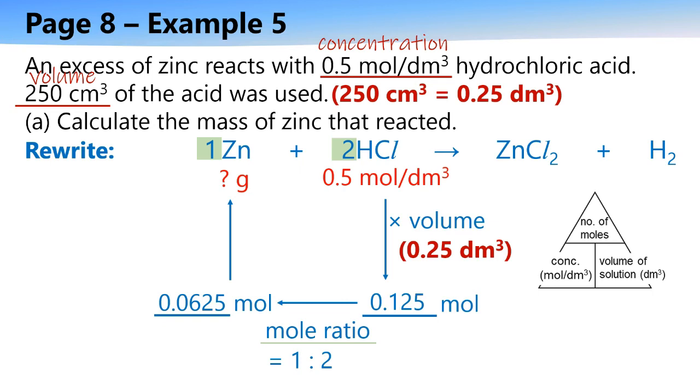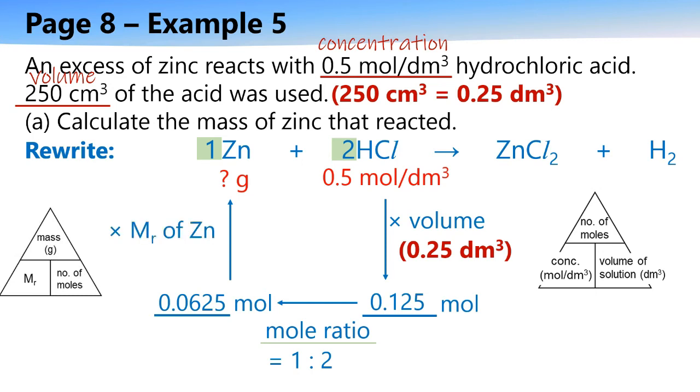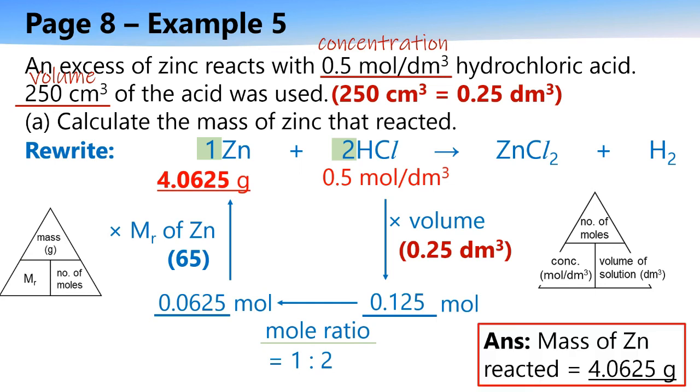You should know this by now. To convert mole to mass, you need to multiply by the Mr. The Mr of zinc is 65, and I will get 4.0625 grams. This is an exact value, so I did not round off to 3 significant figures. Once again, I need to point out that technically I should say Ar of zinc, since it is one element only and not a compound, but it's okay. So the answer is 4.0625 grams of zinc reacted.